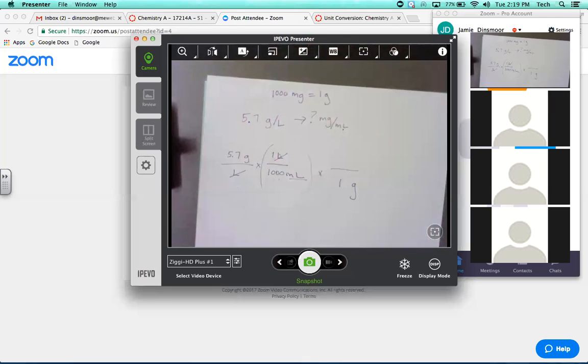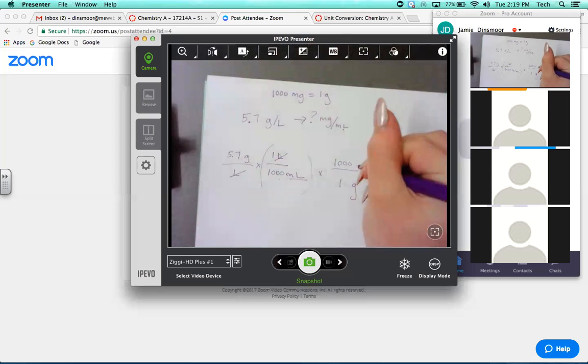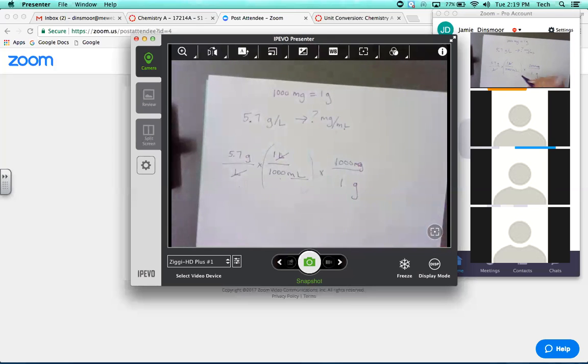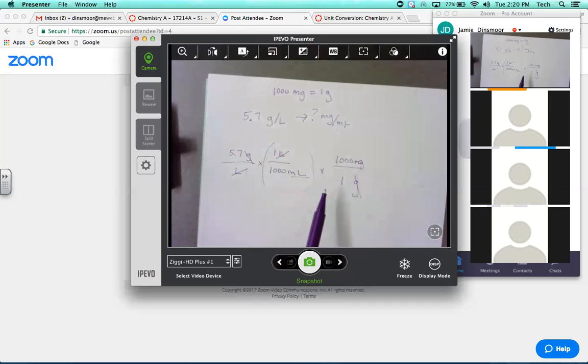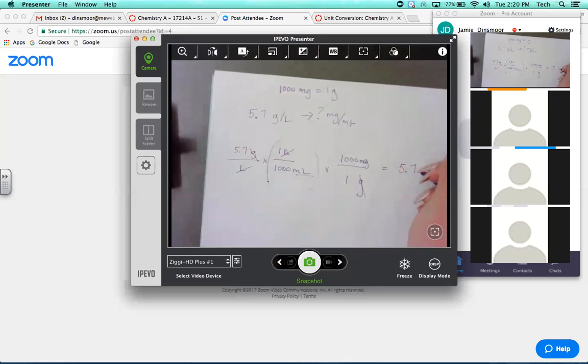So I'm gonna be putting 1,000 milligrams on the top. That will get rid of my grams, and I'm left with milligrams per milliliter, which is what I want. Now here's something interesting. If we did this math, we have 5.7. If we multiply by 1,000 and then divide by 1,000, guess what? It's the same thing. Our answer is going to be 5.7 milligrams per milliliter.